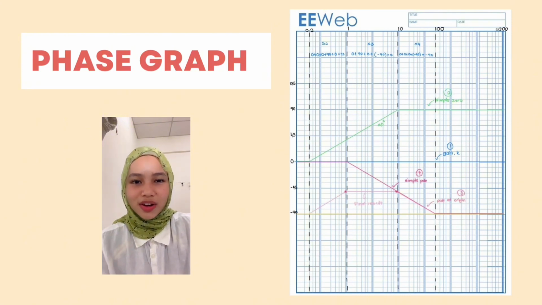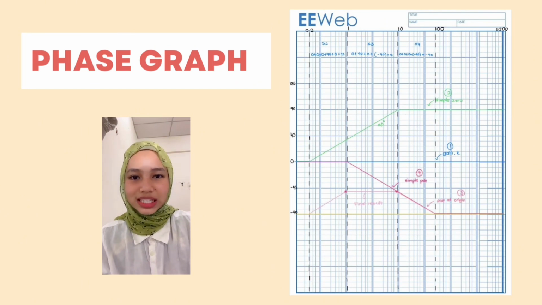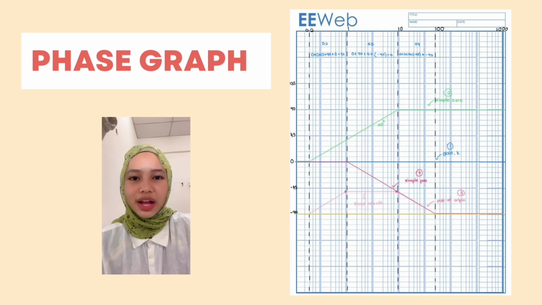Third, pole at origin. A pole at the origin contributes a constant phase shift of negative 90 degrees throughout all frequencies, shown as a flat line at negative 90 degrees. Fourth, simple pole. The simple pole starts reducing the phase 1 decade before its break frequency and levels off at negative 90 degrees, giving a downward slope.